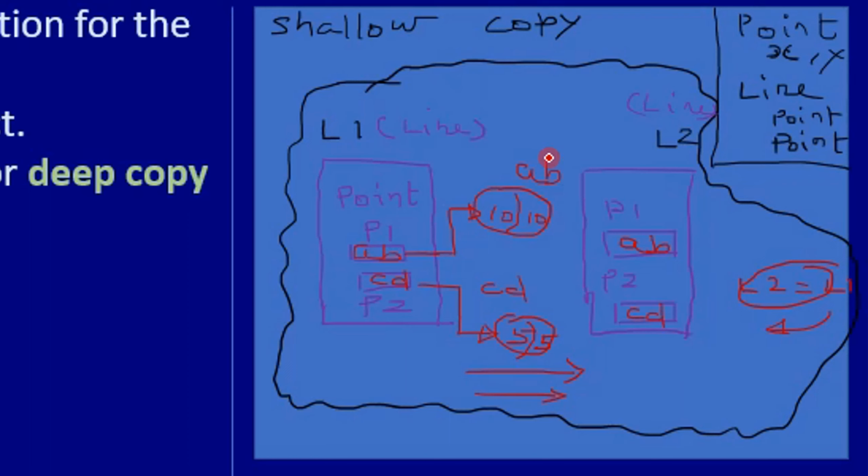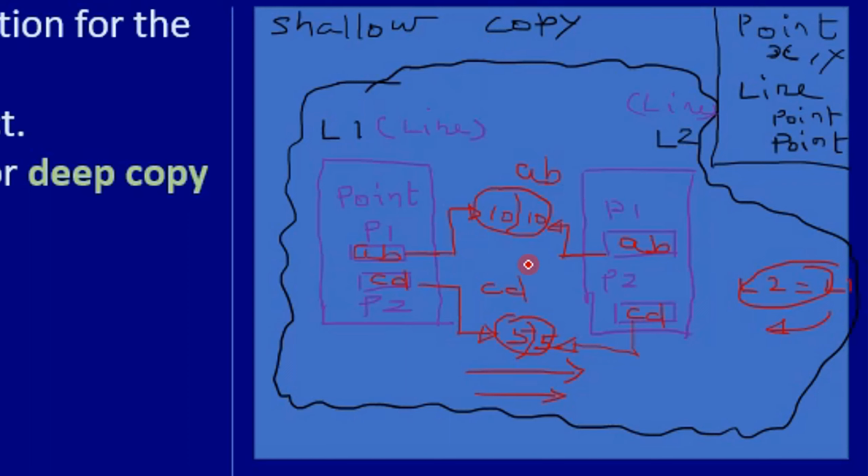The bit pattern representing this location AB will get transferred here as part of the copy, and for P2 the same bit pattern CD gets copied here. So when the content in P1 is copied to the other P1, L2's P1, what happens? After the copy, this will also point to the same location. Similarly, CD will point to the same location. So this is what is called a shallow copy.